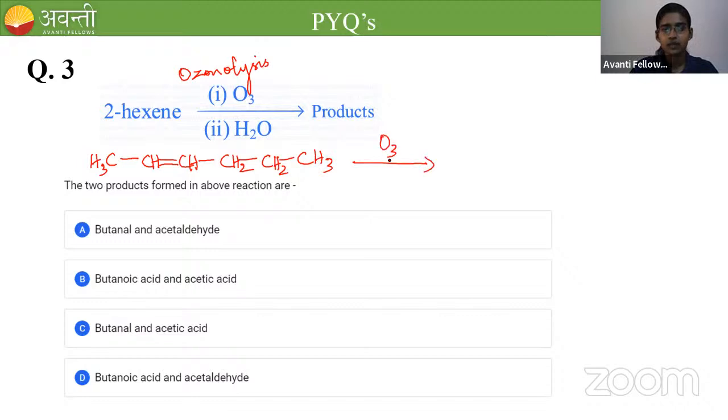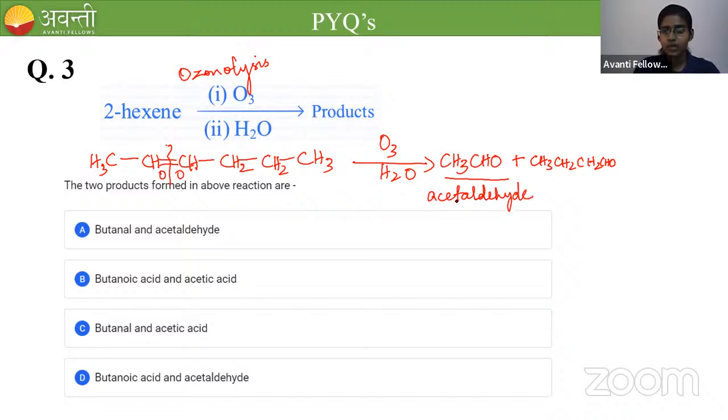And on treatment with O3 and H2O, what we have to do in ozonolysis is just break the double bond, and add one oxygen to the first double bonded carbon and the second oxygen to the second carbon. So what are you getting? On the left side, we have the CH3, CHO compound, and the other compound is CH3, CH2, CH2, CHO. What is the common name for the first compound? The common name is acetaldehyde. And what is the IUPAC name of the first compound? The IUPAC name is ethanal.